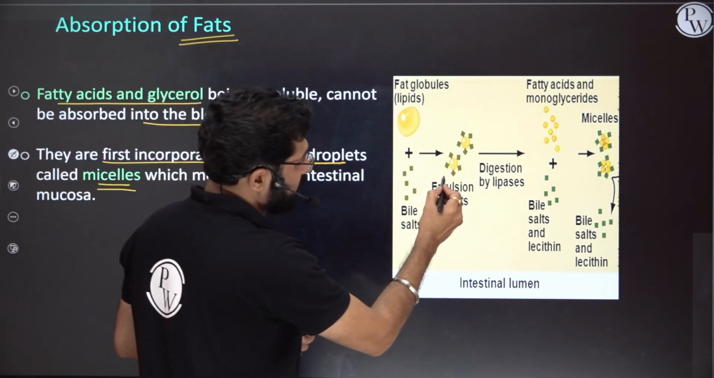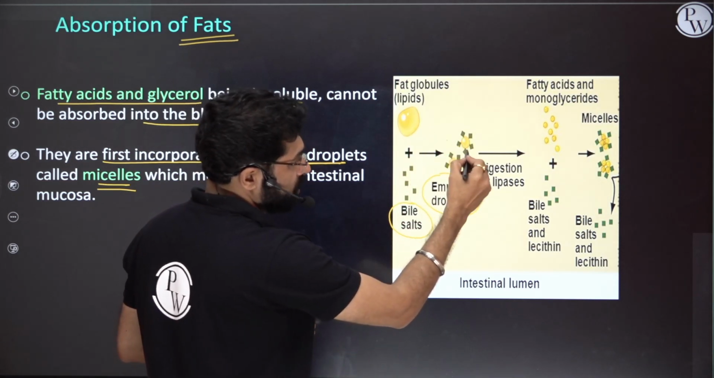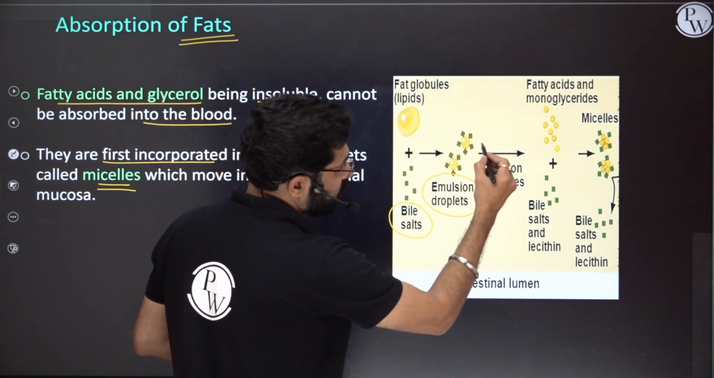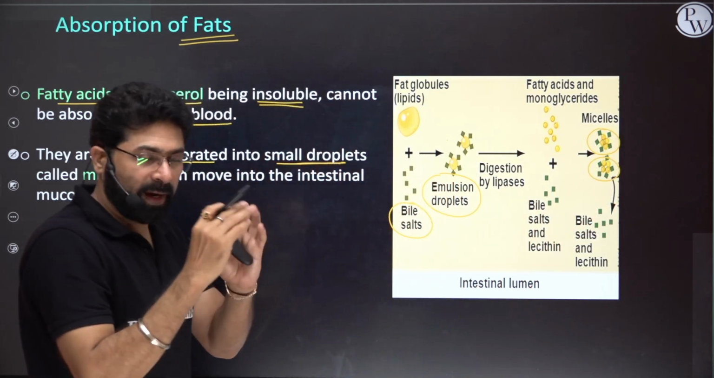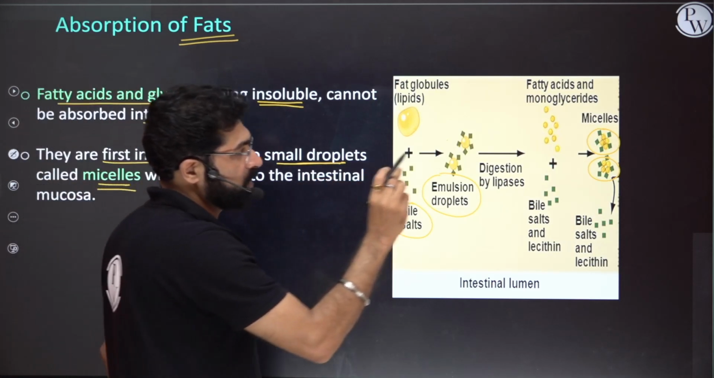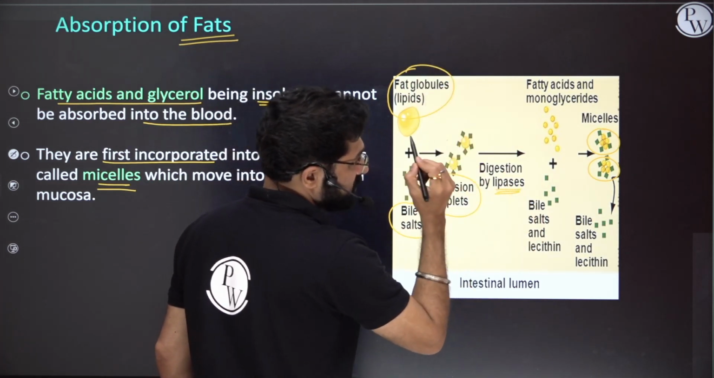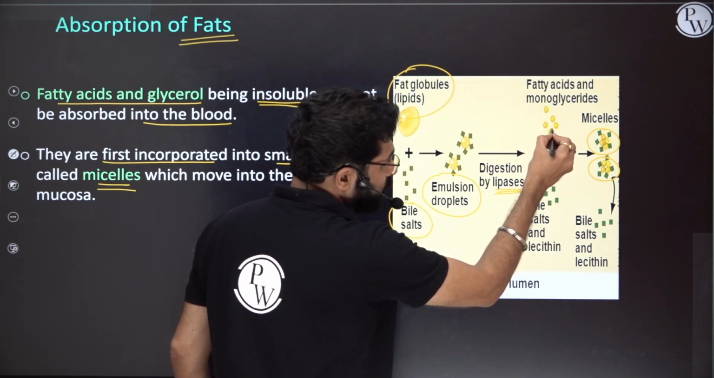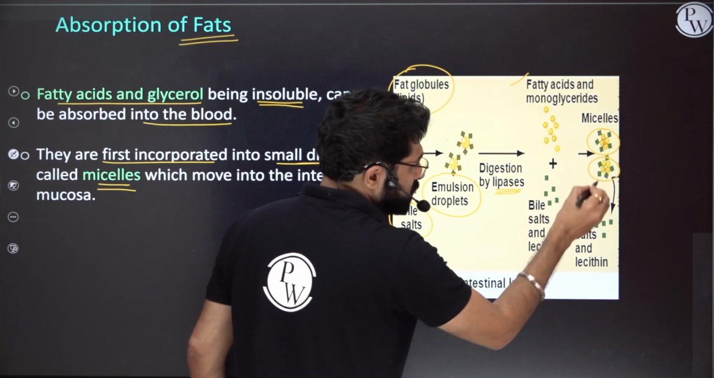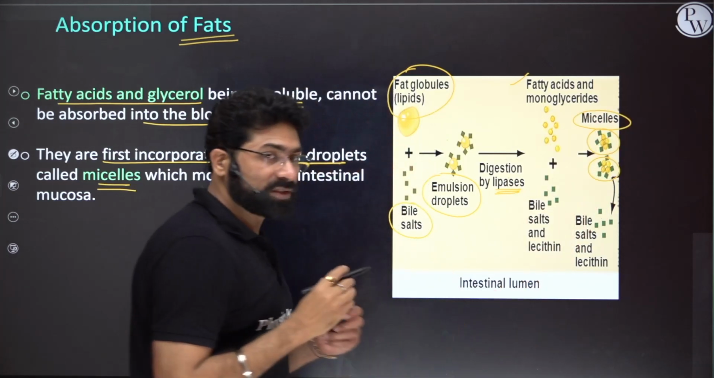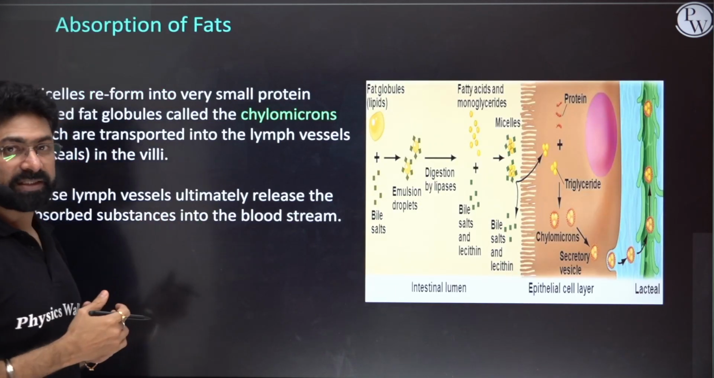You can see here, this is the emulsification going on. The bile salts help in the emulsification of fats. After emulsification, you can see small micelles have been formed. The big fat globule was broken down by the lipase. Now the small fat molecules produced by emulsification and acted upon by the lipase are covered by those bile salts, so they become micelles. These micelles will now enter the intestinal cells.